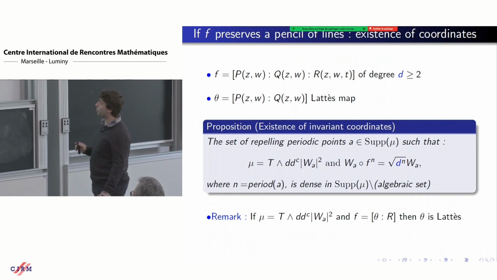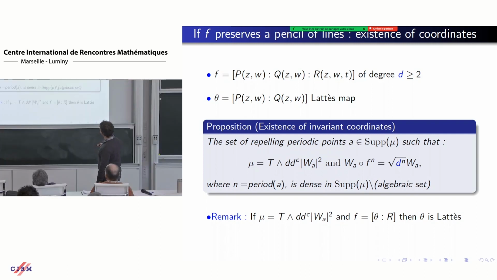So just for the sake of completeness, I can mention that if you take a mapping that preserves a pencil of lines, but not necessarily a Lattès suspension, but if you ask that on the pencil you have a Lattès map, then you can show that you always have the formula that I ask for in my theorem. Maybe not for fixed points, but at least for repelling periodic points. Okay, so this is just for the sake of completeness.